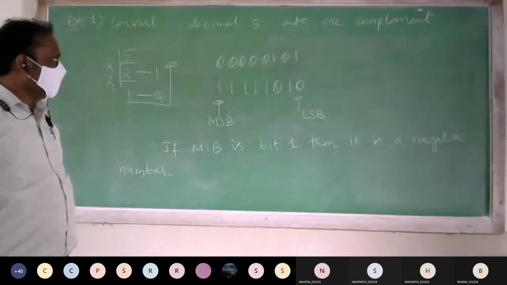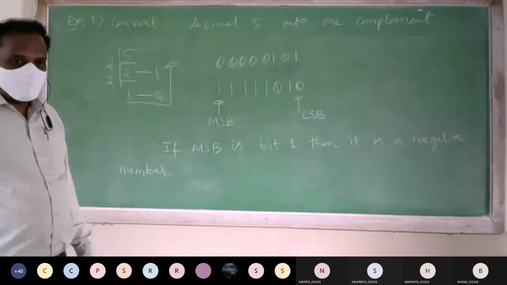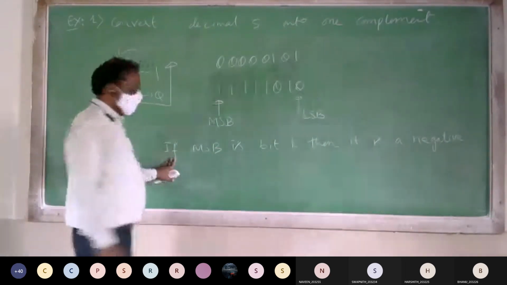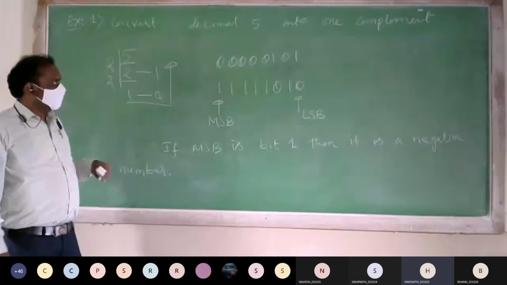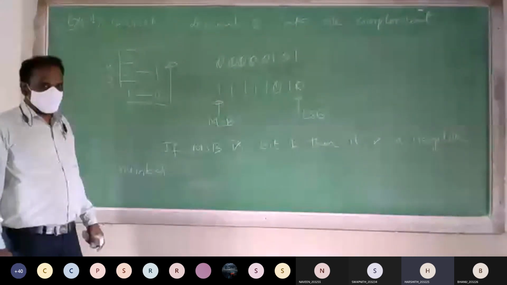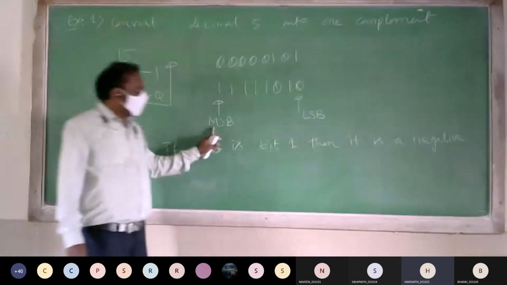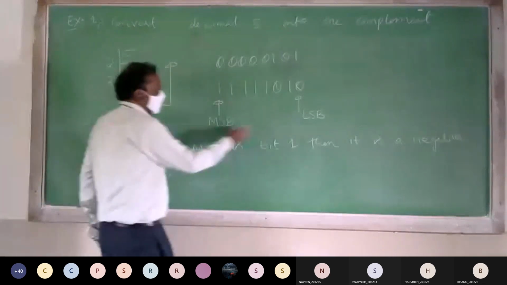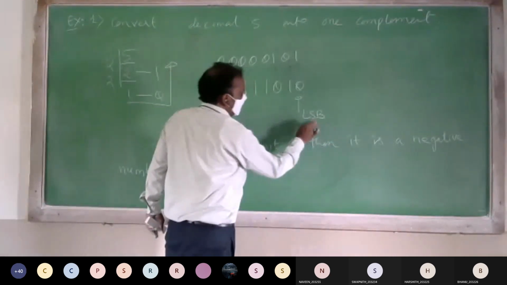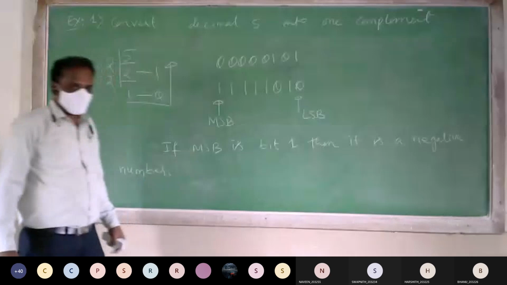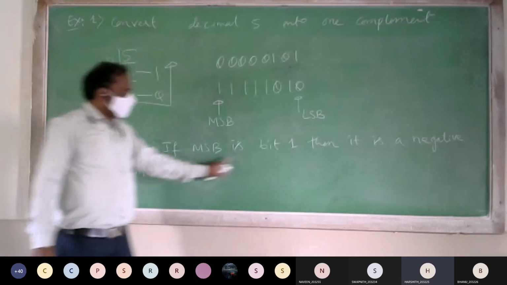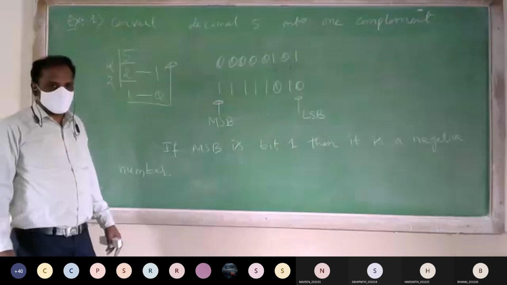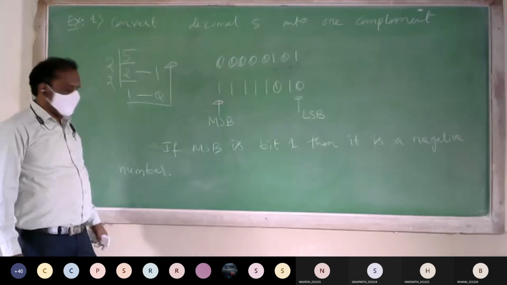Up to here understood? Yes, sir. The bit on the left is called the MSB, most significant bit. This is the least significant bit, and this is the most. Now, if the MSB bit is 1, then it is a negative number.